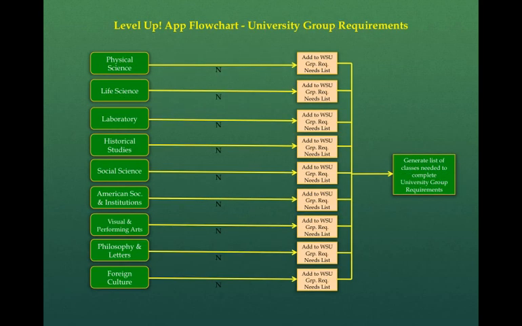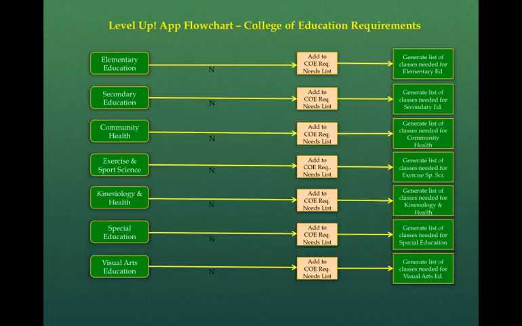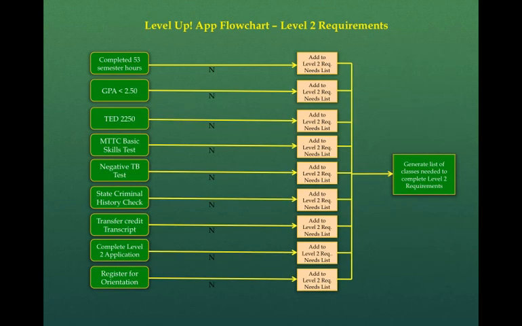The same is true for the group requirements. The College of Education, this is different only in that each individual program area has a needs list. The students wouldn't go through each of these program areas. They only go through the program area they're enrolled in. And finally, the level 2 requirements that they need to complete before applying for level 2.